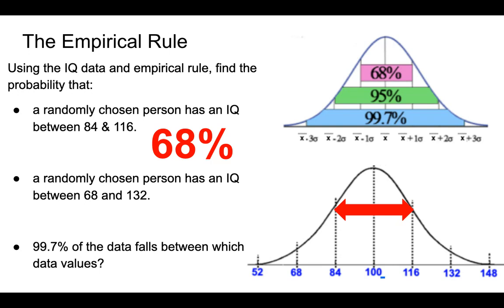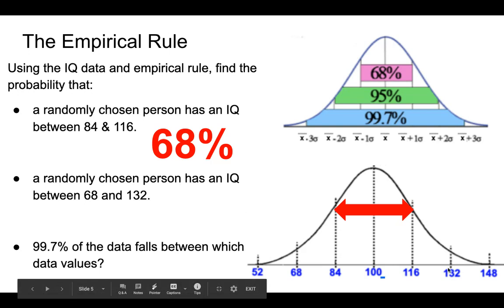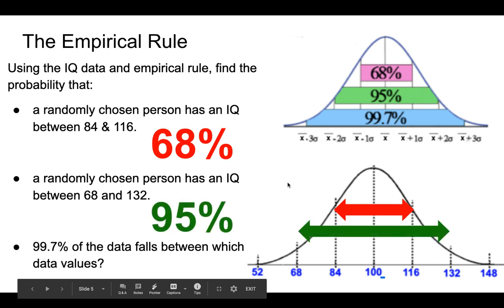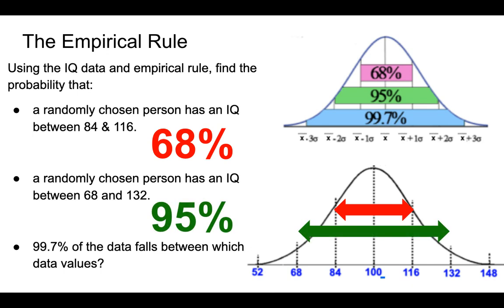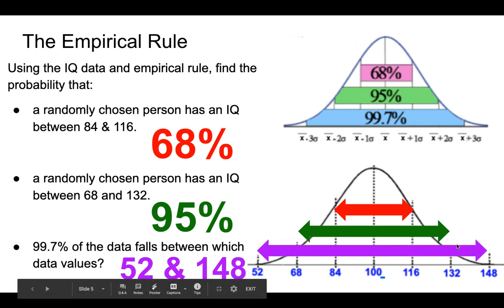Next, we're going to look at the probability that a person's IQ falls between 68 and 132. Those are both 2 standard deviations away from the mean. That will be 95% chance that a randomly chosen person has an IQ in this range. Lastly, we're going to look at where 99.7% of the data falls on this normally distributed data set. We know that 99.7% of data falls within 3 standard deviations of the mean. So on here, we can see that it's 52 and 148.